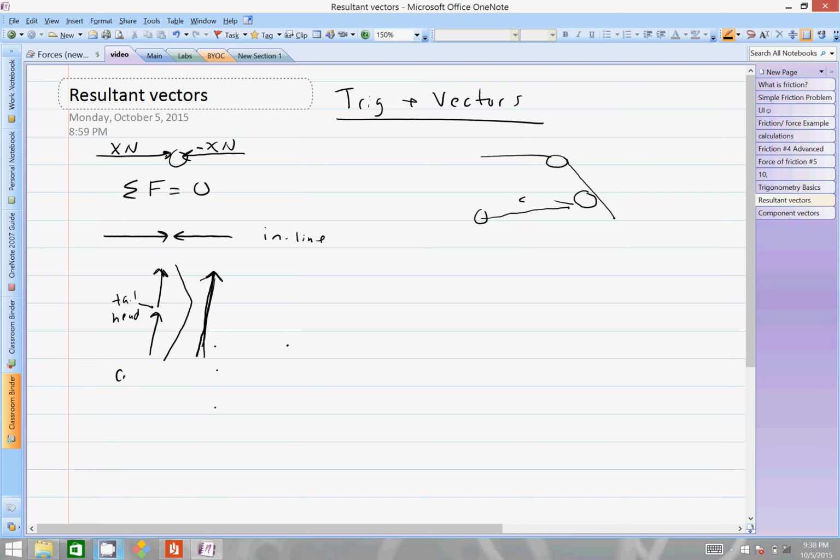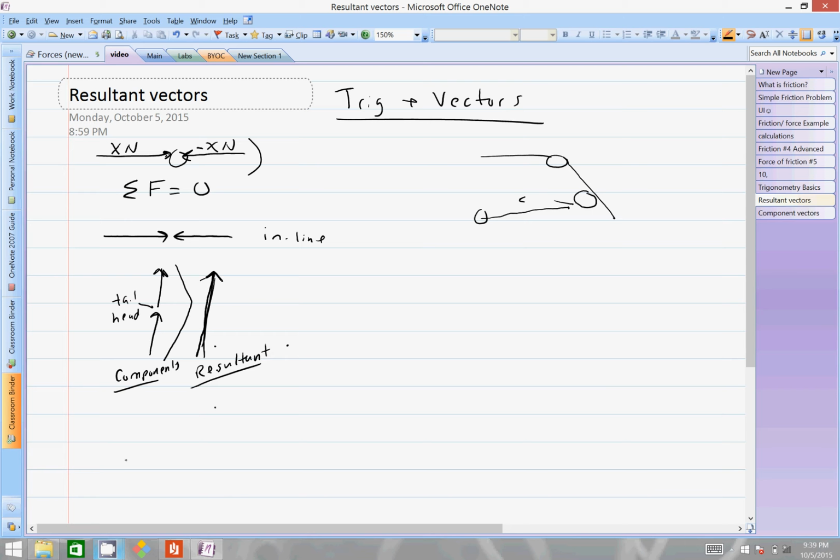We call these components, and this is the resultant. Okay, so they draw them together. In this case, for these two, the only way to hook a head and a tail together is to literally lay them right on top of each other and subtract them. So there is no vector putting these two together.